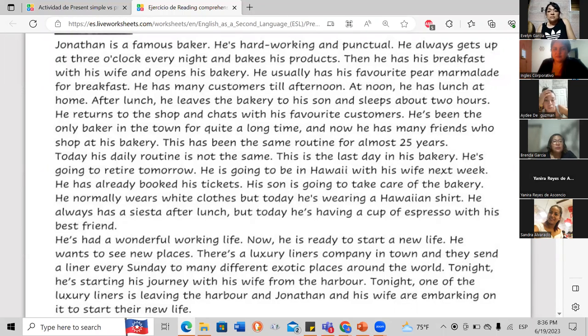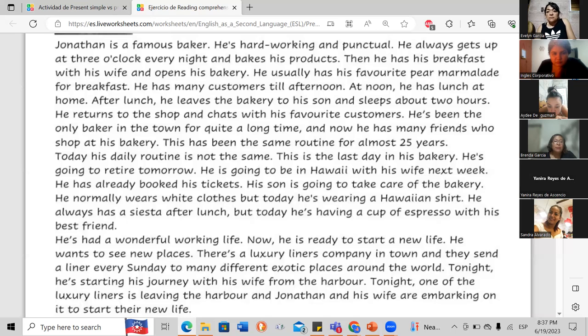He returns to the shop and chats with his favorite customers. He's been the only baker in the town for quite a long time. And now he has many friends who shop at his bakery. This has been the same routine for almost 25 years. Today, his daily routine is not the same. This is the last day in his bakery. He's going to retire tomorrow. He's going to be in Hawaii with his wife next week.